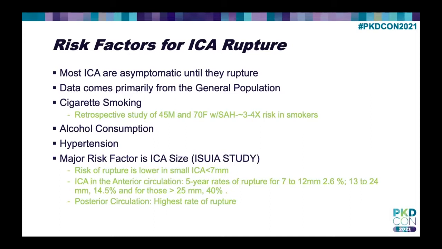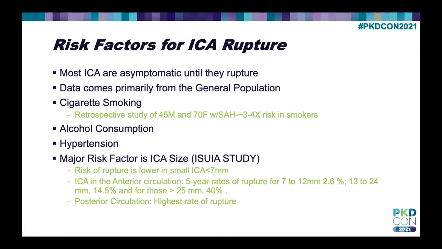So it turns out that most aneurysms are asymptomatic until they rupture. And the data for these risk factors primarily comes from the study of aneurysms in the general population rather than only people with PKD. So cigarette smoking, for example, is a big risk factor for aneurysm rupture. And in the general population, the risk is about 3 to 4-fold. Alcohol consumption, poorly controlled high blood pressure, and then there are a number of risk factors associated with the type of aneurysm that you have.